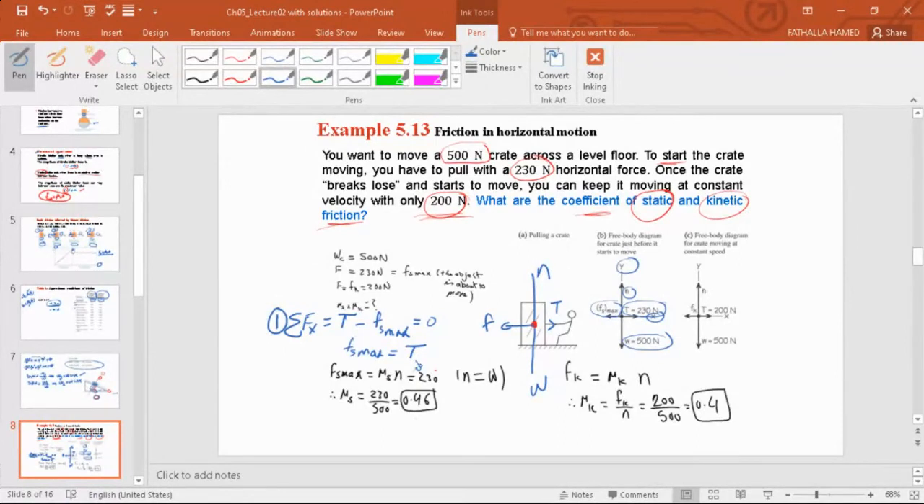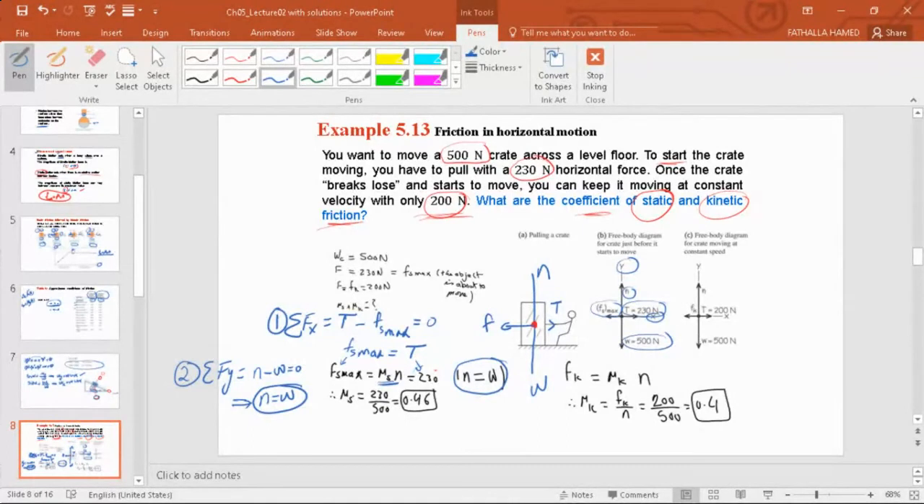And the tension here equals 230 newtons. And your maximum static friction should equal to the mu s N, so you need the normal force. If you go to your y, the summation in the y should equal to the normal up minus the weight down, and that's equal to 0 because there is no motion along the y. And this basically gives you that the normal force is equal to the weight. And that's why you say here that the weight equals the normal force.